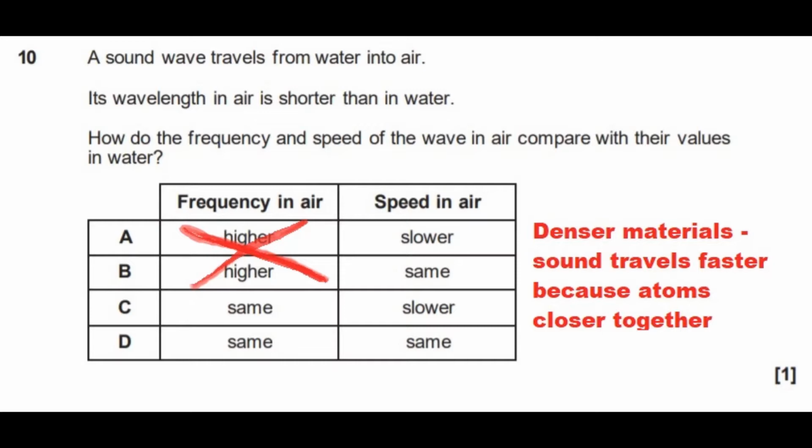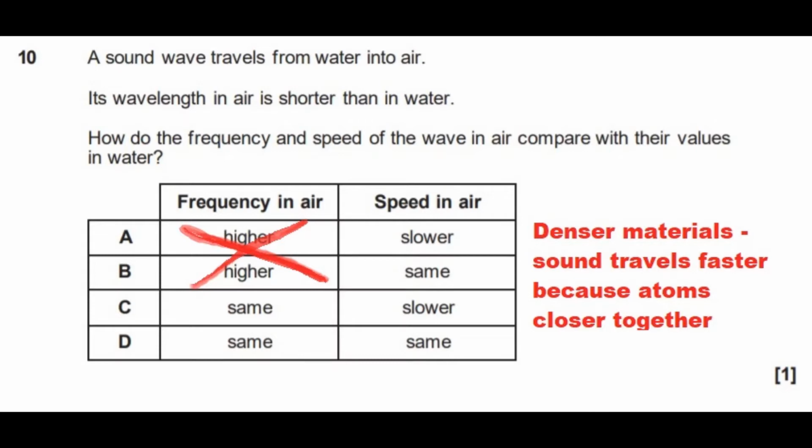Now, if the atoms are closer together, the atoms will vibrate, because sound is a pressure wave. So if the atoms are closer together, that means that the material is more dense. And because in the question it says water and air, in water the molecules are closer together than air. So therefore the speed in air will be slower. So it's not going to be D, the answer is C.